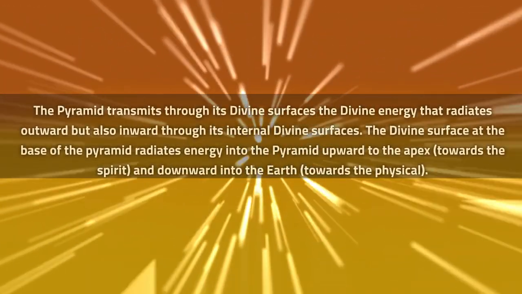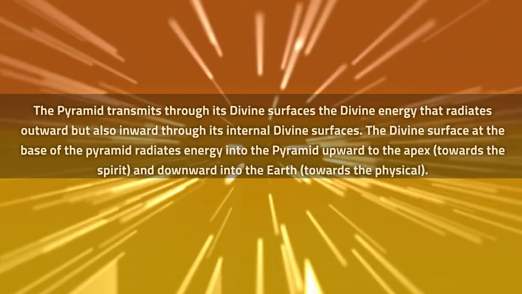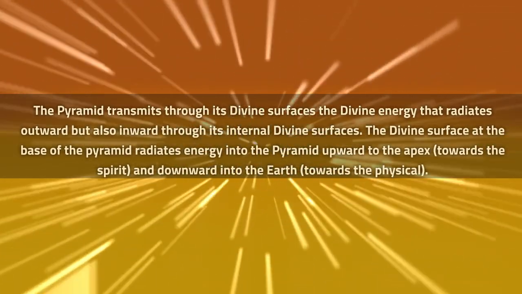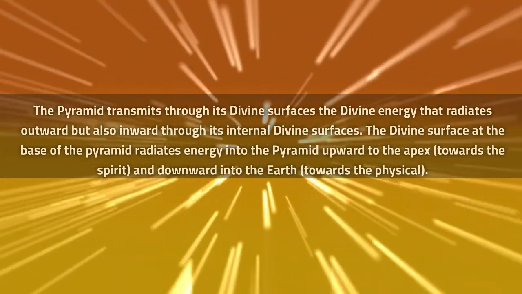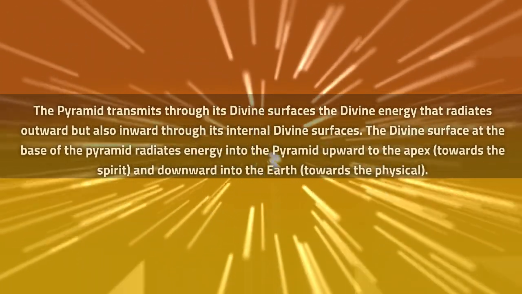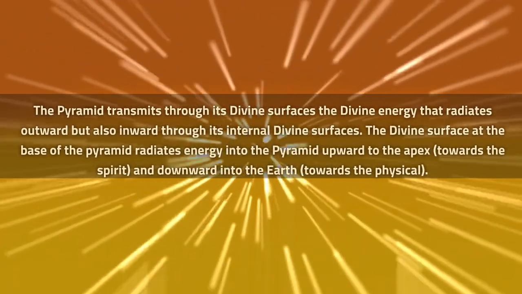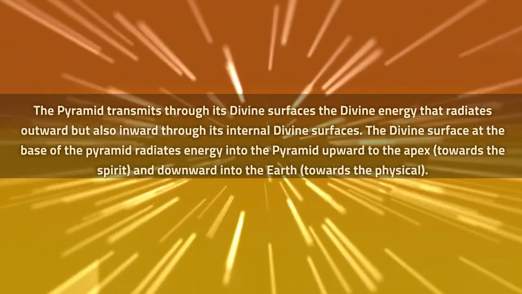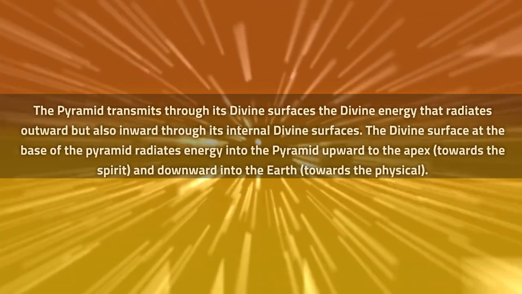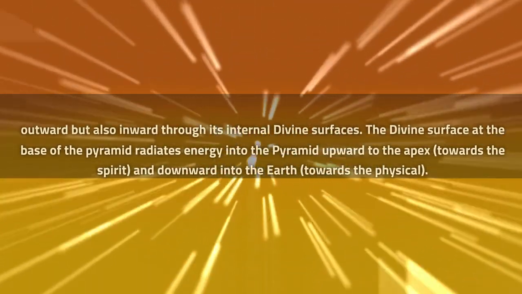The pyramid transmits through its divine surfaces the divine energy that radiates outward, but also inward through its internal divine surfaces. The divine surface at the base of the pyramid radiates energy into the pyramid, upward to the apex, towards the spirit, and downward into the earth, towards the physical.